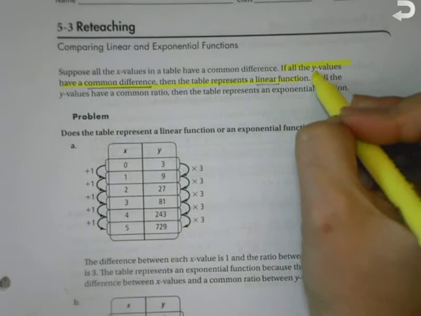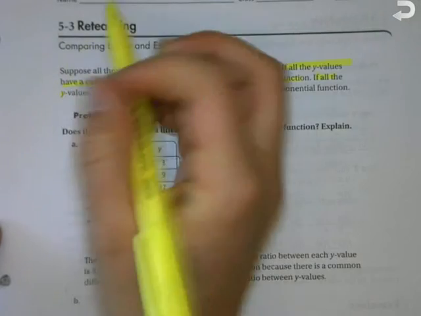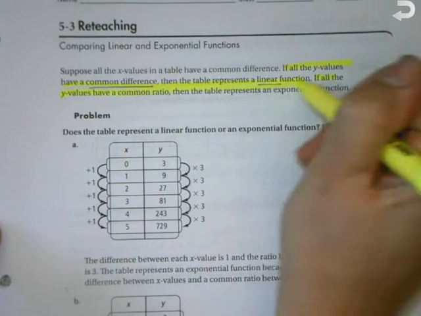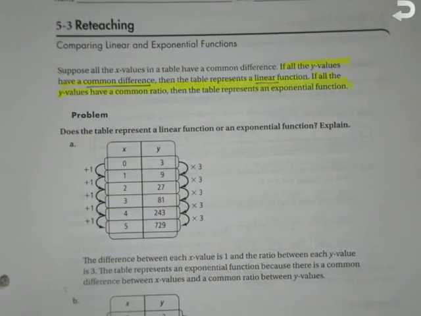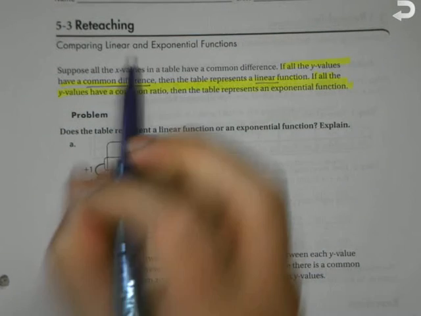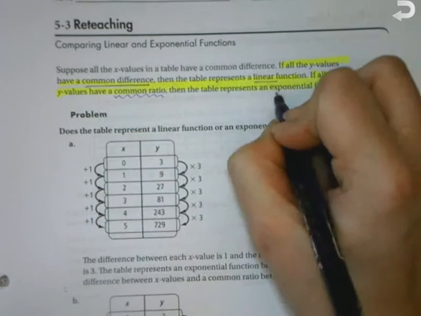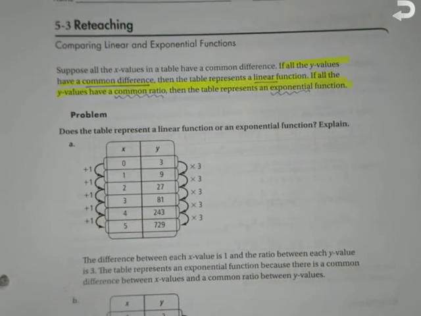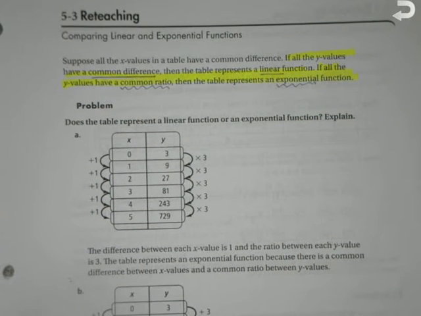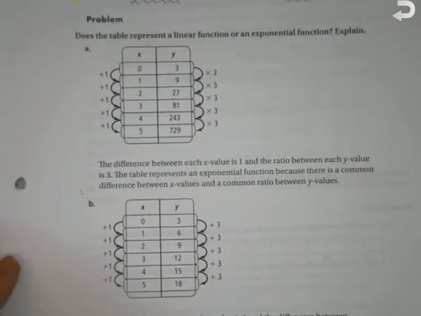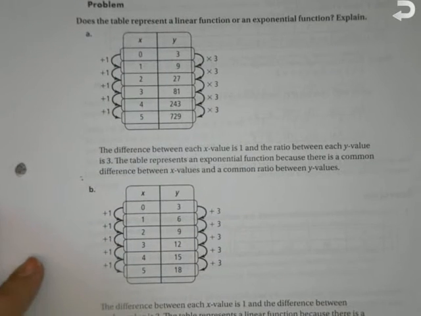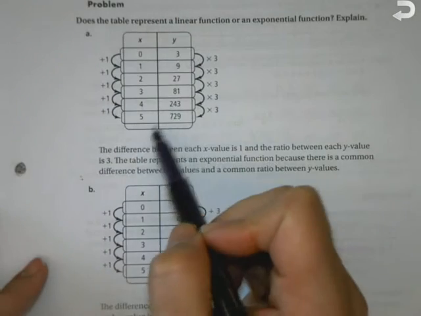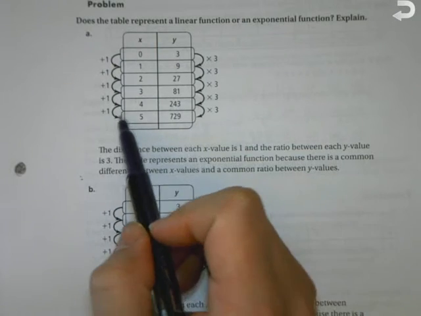If you realize that all of the y values are being multiplied and they have a common ratio, then the table represents an exponential function. So common ratio is exponential. Okay, so now it's actually written down somewhere. So let's look at the two problems that they give us. In part A, they already put the ratios and the differences for us, but we can still talk about it.